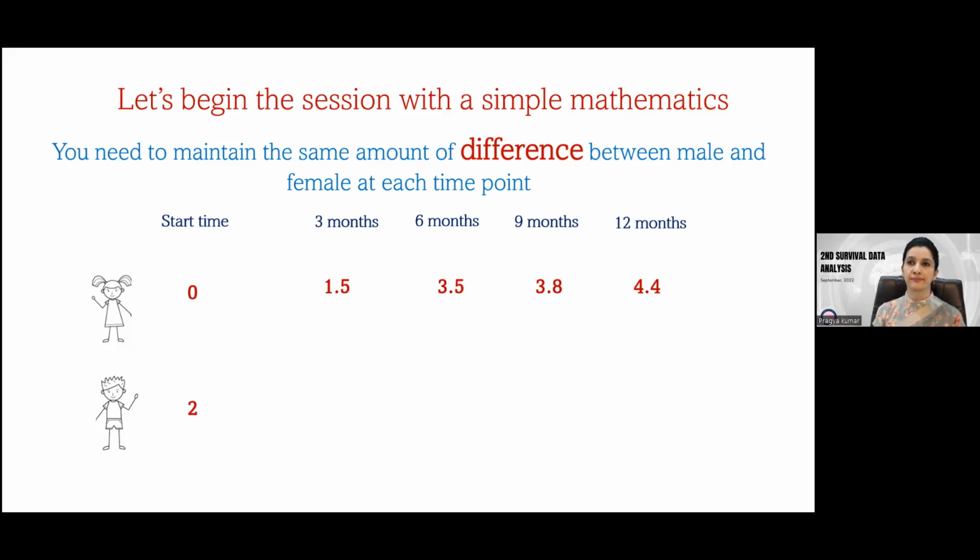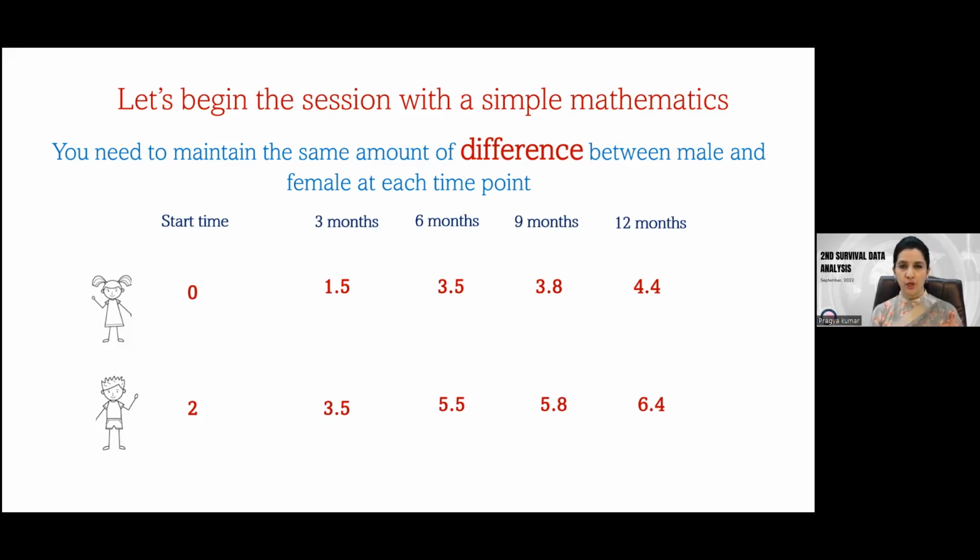What value? Okay, Shibaji has written 3.5. You are well ahead in answering. Manoj is writing 3.5, Dhruv is also writing 3.5. So you are right, it is 3.5. And similarly, if I have to see for 6 months, then again, if I want to maintain the same difference, it is the difference between these two. And at 9 months, it will be 5.8. And at 12 months, it is 6.4.